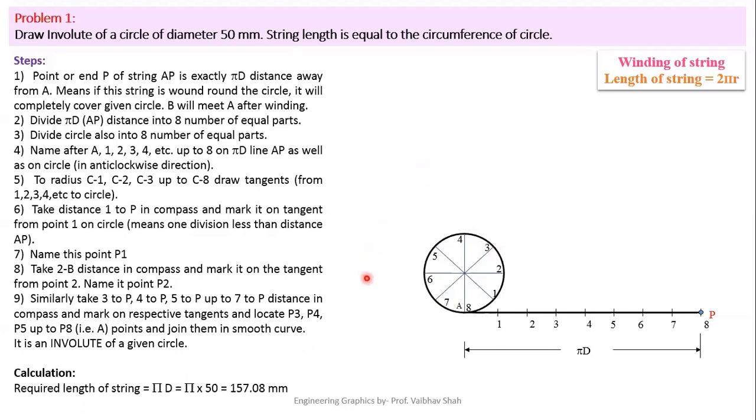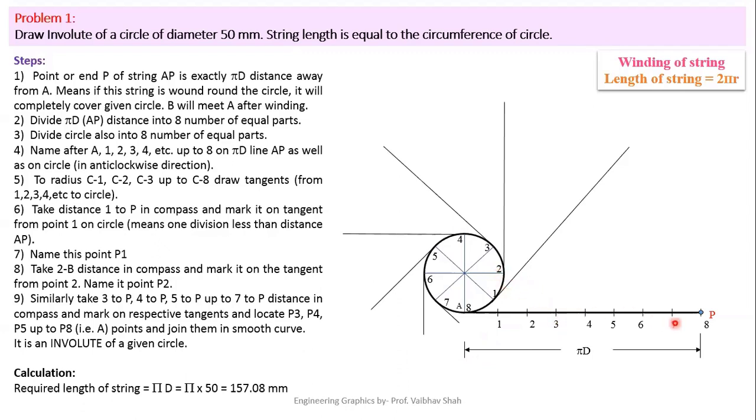So in short, we have to draw tangent lines from each of these points 1 to 8. So let us start plotting tangent lines from these points 1, 2, 3, 4, 5, 6, 7, and 8. The line at 8 is already drawn. Now we will start our procedure of winding this string around this circle.